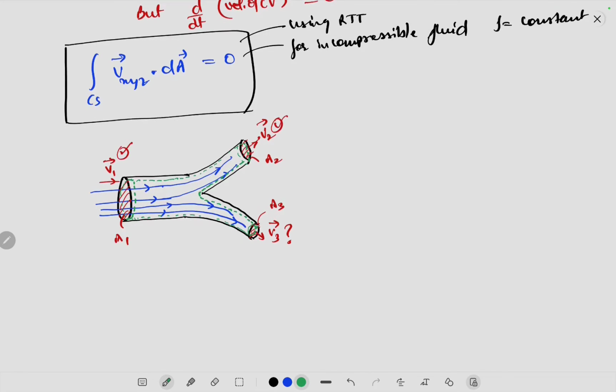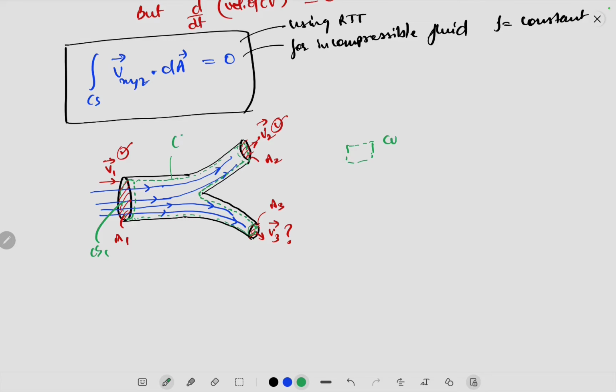It will be clear to you in a couple of minutes. Okay, so this is my control volume. All right. So what are the different surfaces in this control volume? So one surface is this one, let's call it surface 1.